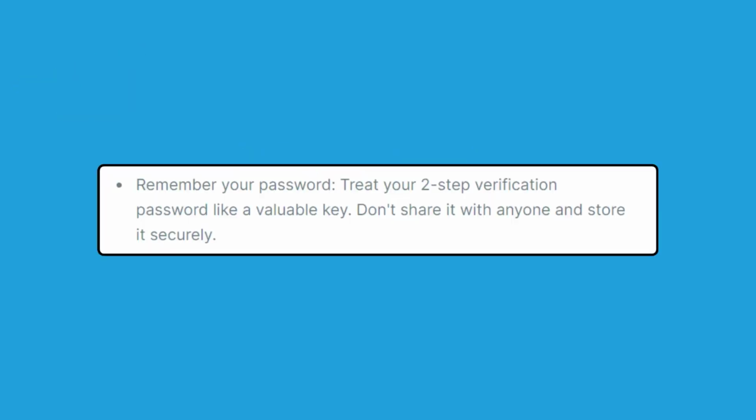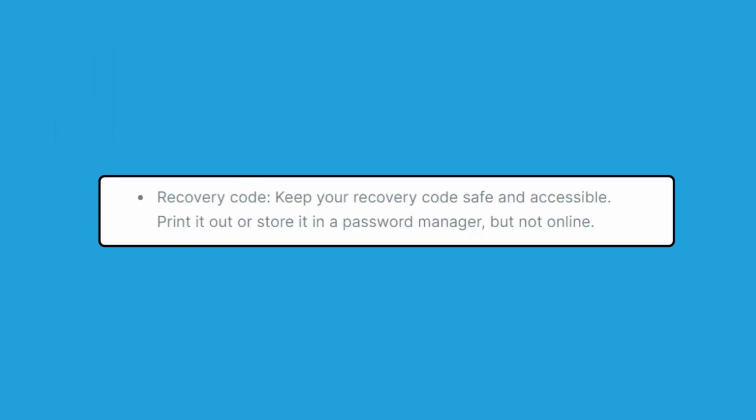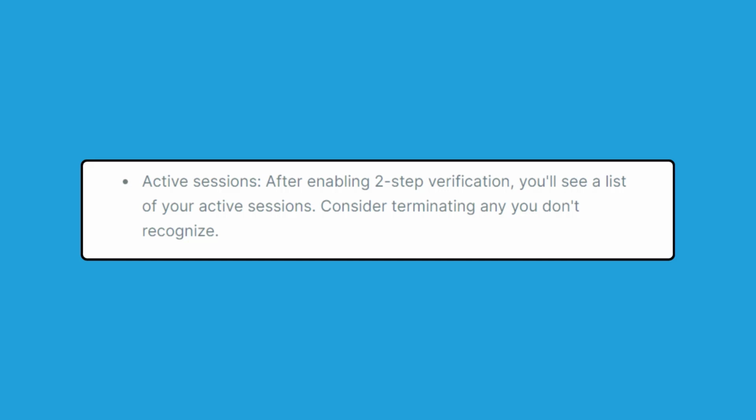Important notes. Remember your password. Treat your two-step verification password like a valuable key. Don't share it with anyone and store it securely. Recovery code: keep your recovery code safe and accessible. Print it out or store it in a password manager, but not online. Active sessions: after enabling two-step verification, you'll see a list of your active sessions. Consider terminating any you don't recognize. With these simple steps, you've successfully activated two-step verification on your Telegram account, adding a powerful layer of protection against unauthorized access.